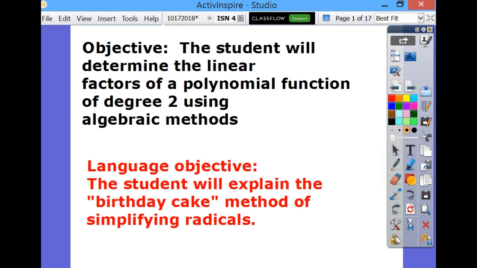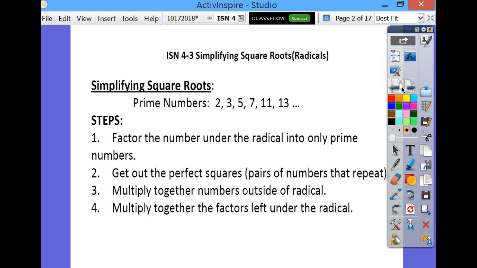In order to simplify radicals, we have to know what those words mean. So, it kind of tells you right here what a radical means. What's a radical? The symbol itself is called a radical symbol. Put that symbol up there on the front page of your notes.